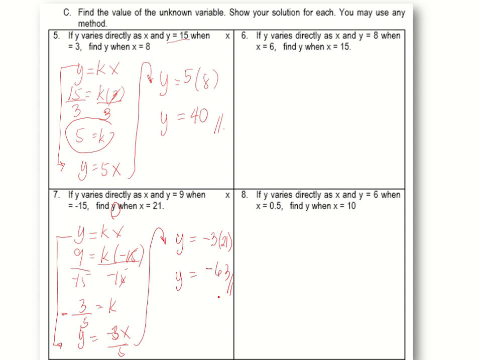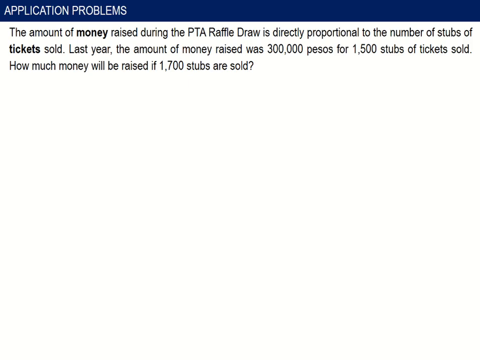Okay? For each real-life application, we have the following problems. Okay, for the first problem, the amount of money raised during the PTA raffle draw is directly proportional to the number of stubs of tickets. So, let's make use of money here. To represent money, let's make use of the initial M. That is our dependent variable. Varies directly, that would mean equals K, stubs of tickets K.